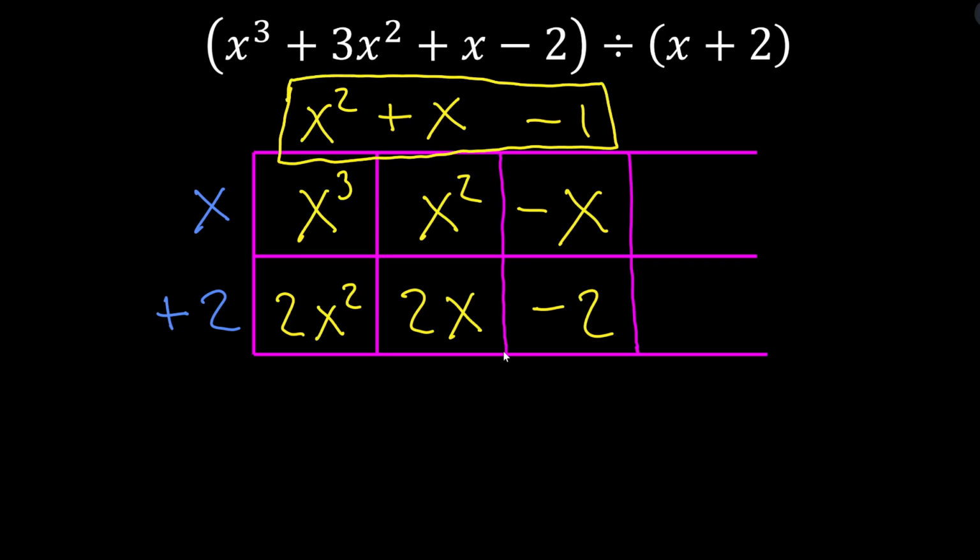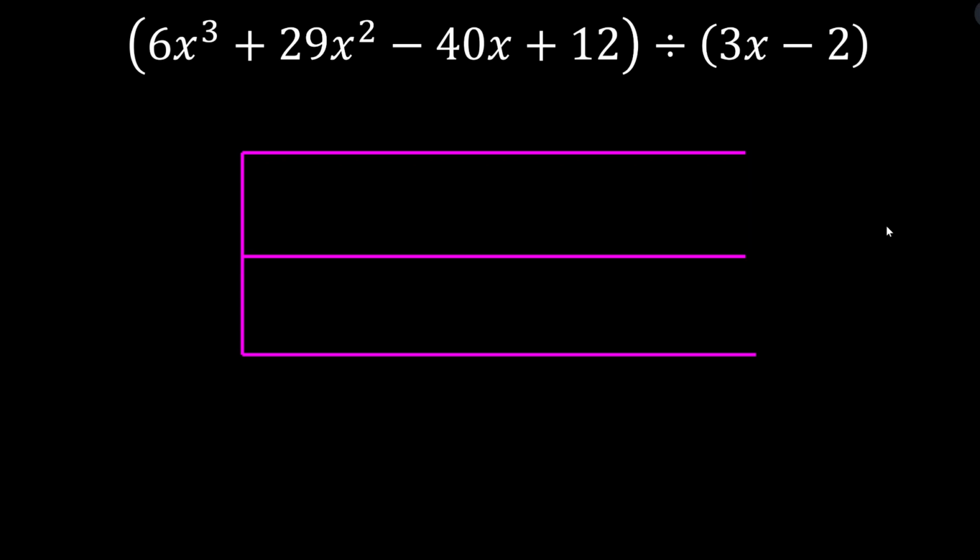Awesome. Hopefully that's making some sense. Let's look at our next example here. So for this example, we're thinking about what do we multiply 3x minus 2 by to get 6x cubed plus 29x squared minus 40x plus 12. So 3x minus 2 is one of our side lengths. We're trying to find the other side length, and we know the total area is this polynomial here.